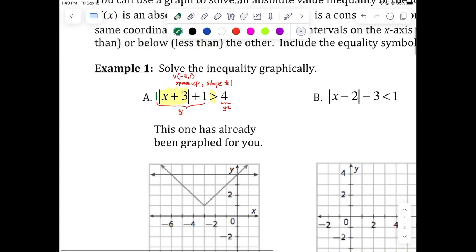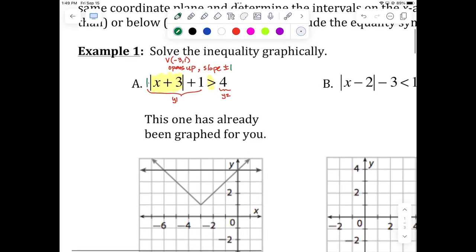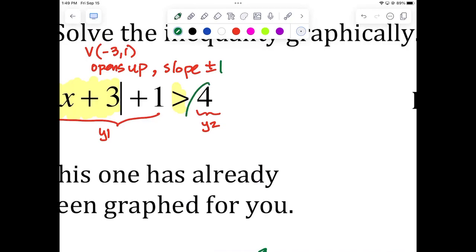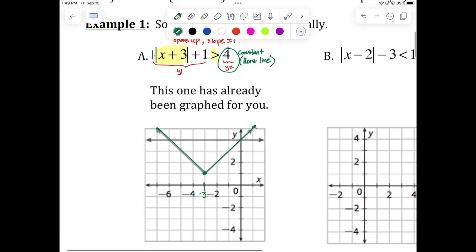Okay, so this graph was already given to us, but let's see why it's correct. We go left 3, there's negative 3. We go up 1, there's the vertex. And then we go up 1, right 1, up 1, right 1, up 1, right 1. And there's that branch. And we go up one, left one, up one, left one, up one, left one. There's that branch. Okay. And then how would we graph y2 equals 4? Well, this graphs as a constant, which looks like a horizontal line that passes through 4. And it's already graphed as well. Here's 4 right here.